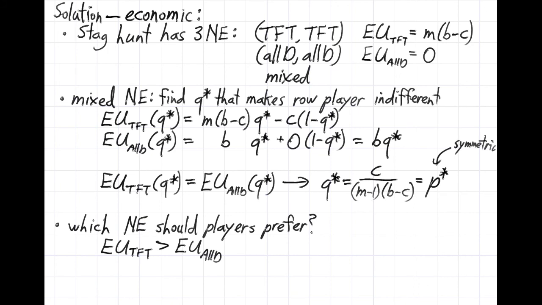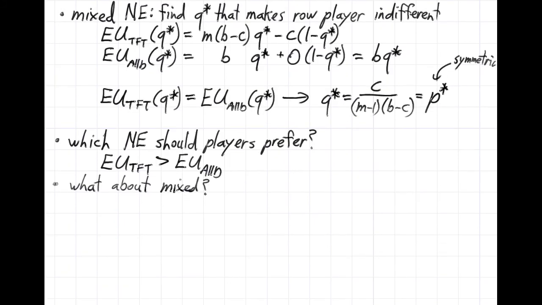What about the mixed Nash equilibrium? Well, we can figure out what that expected utility is, because we already know that each player has been made indifferent, and so their expected utilities are given right here. And in particular, we can choose either of these, and this is a nice easy form to use. So we could say the expected utility at the mixed Nash equilibrium is B times Q star. And we know what Q star is, because it's right up here. So plugging that in, we get B times C divided by (M minus 1) times (B minus C). And now we can compare that to the other payoffs at the other Nash equilibria.